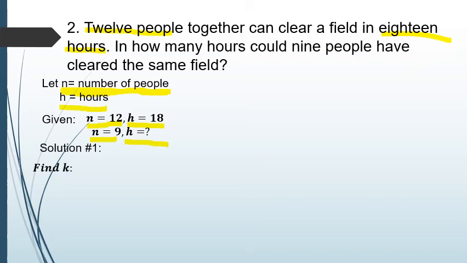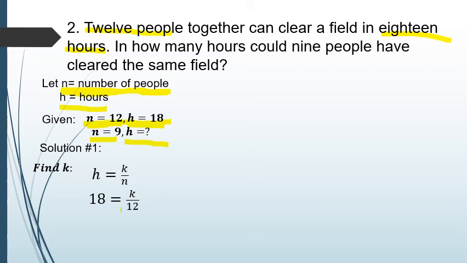For solution number 1, hanapin natin ang k. So, let's have h equals k over n. Or, ang ibig sabihin nito ay hours, the number of hours varies inversely as the number of people. So, palitan natin ang h and n ng ito. Yung h gawin nating 18, yung n gawin nating 12. Para mahanap natin ang value ng k. So, magkakaroon tayo ng 18 equals k over 12.